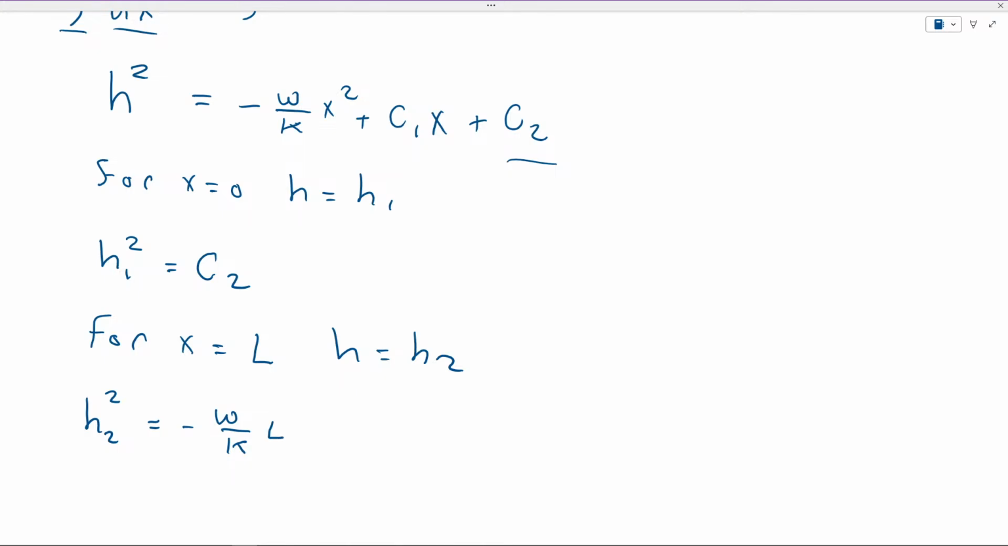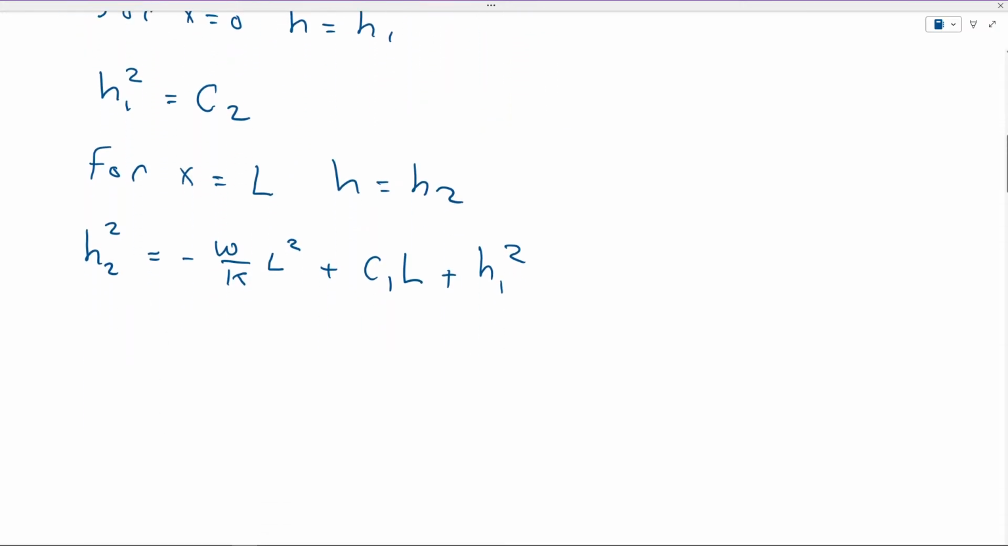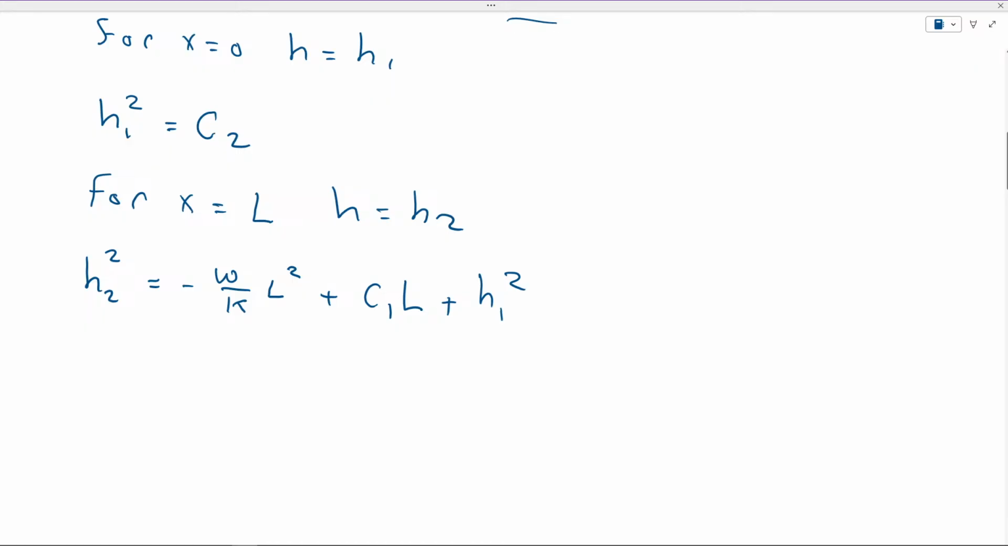X now is equal to L. So I have here x square, so that would be L square, plus C1L plus C2, that is H1 over 2. So we have something now that looks like this.